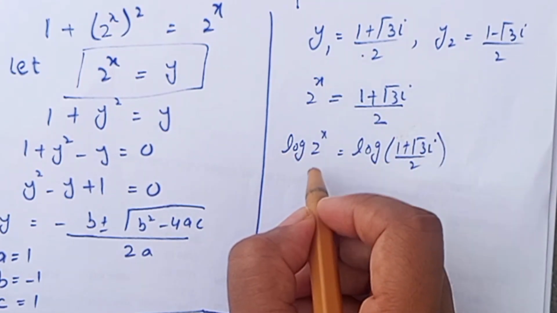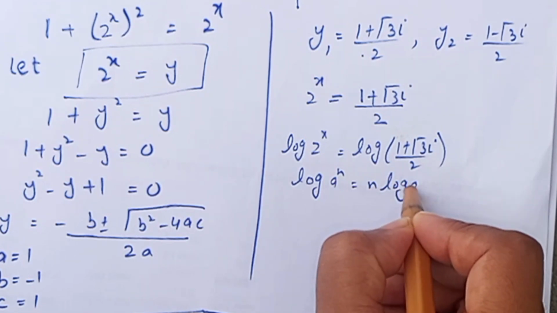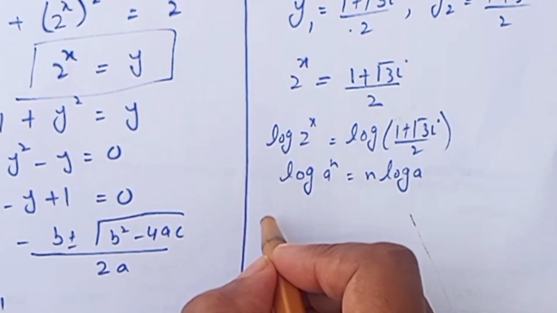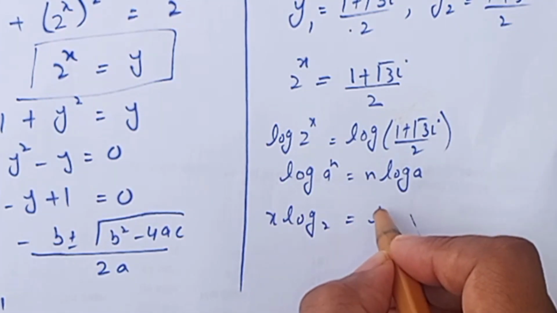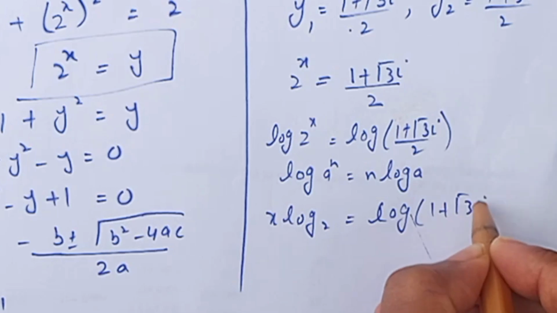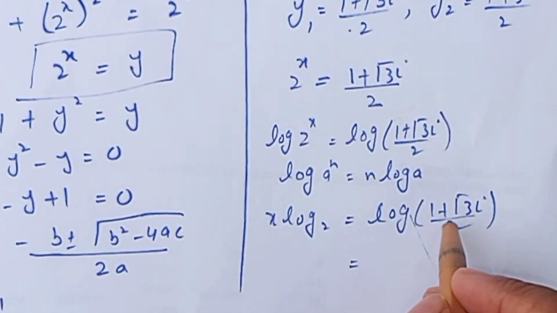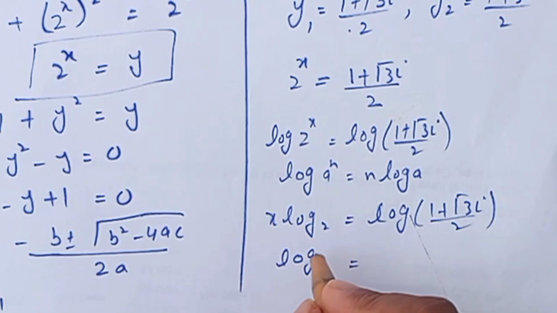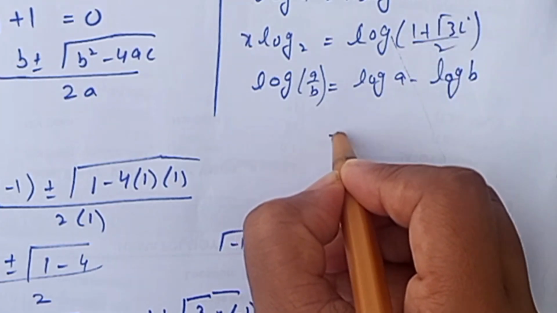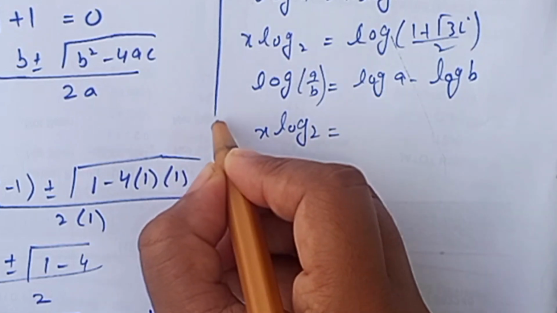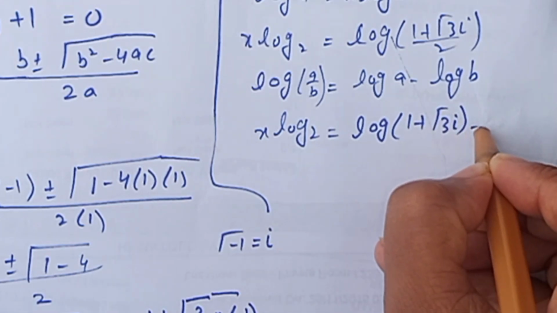And in the next step, we use the property of log, which is log a raised to the power n is equal to n times log a. So we use this property on the left hand side. So this is x times log 2. It's equal to this value, log of 1 plus square root 3 iota over 2. And in the next step, we use another property of log on the right hand side, which is log a over b is equal to log a minus log b. So we use this property on this side. So this is x times log 2, and this will become log of 1 plus square root 3 iota minus log 2.